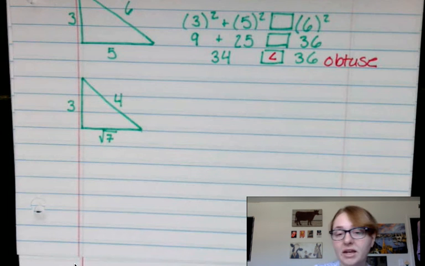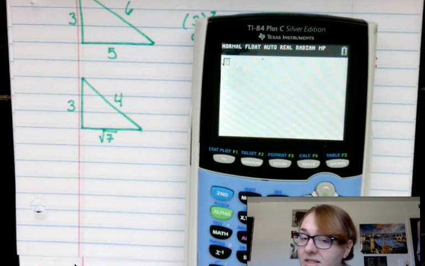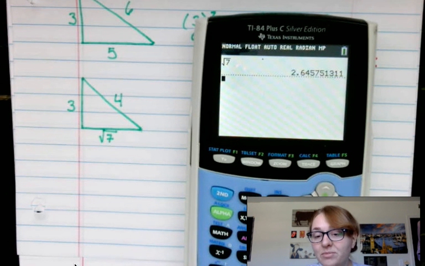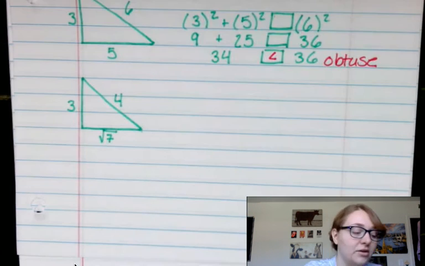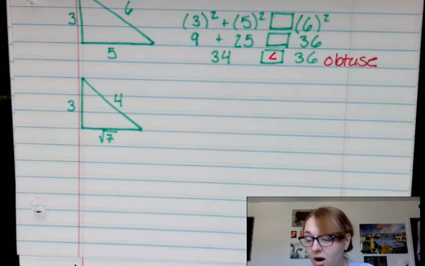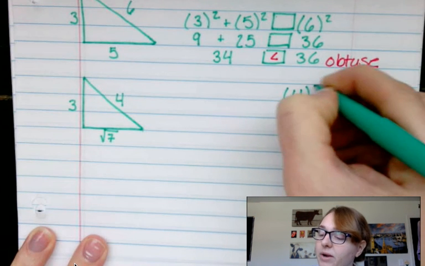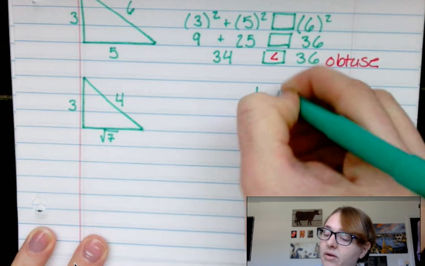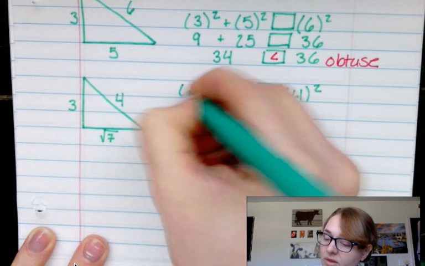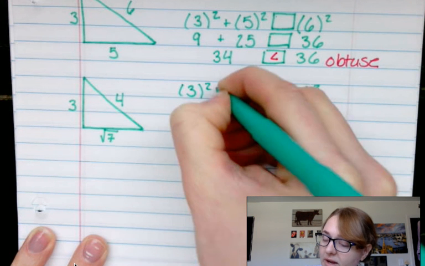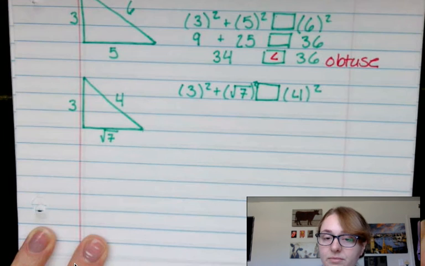Okay, so let's make sure that we're getting a decimal approximation here. So we have the square root of 7, and that decimal approximation is 2.6. So it is less than 3, and it is not our hypotenuse. Making 4 our hypotenuse, so that is going to go on the right-hand side. And we are going to square it. And we are going to compare it to our 2 legs added together and squared. 3 squared and added to root 7, also squared.